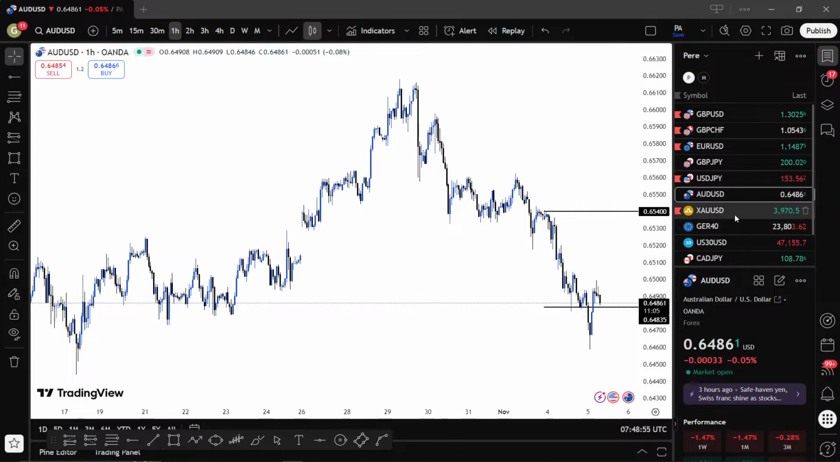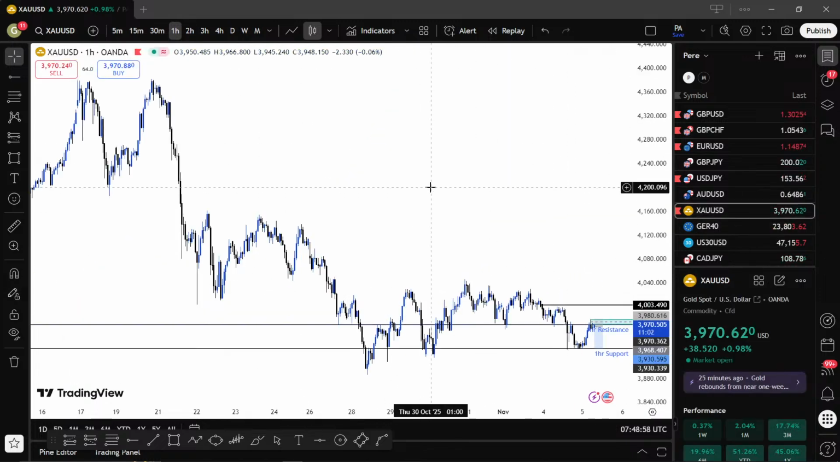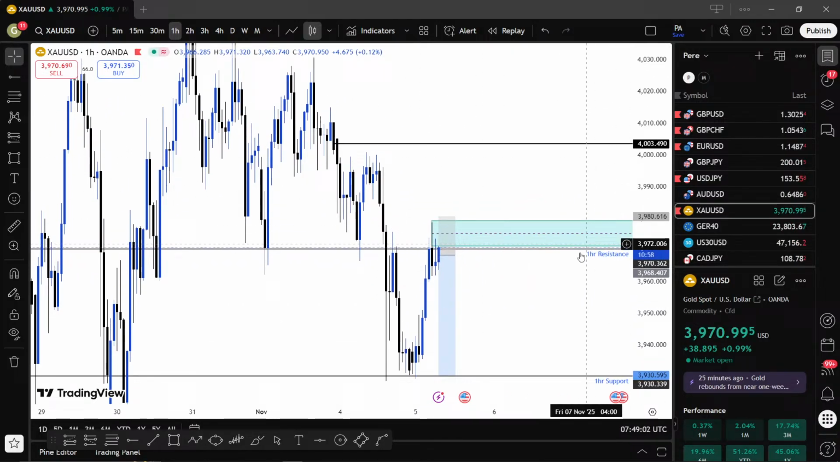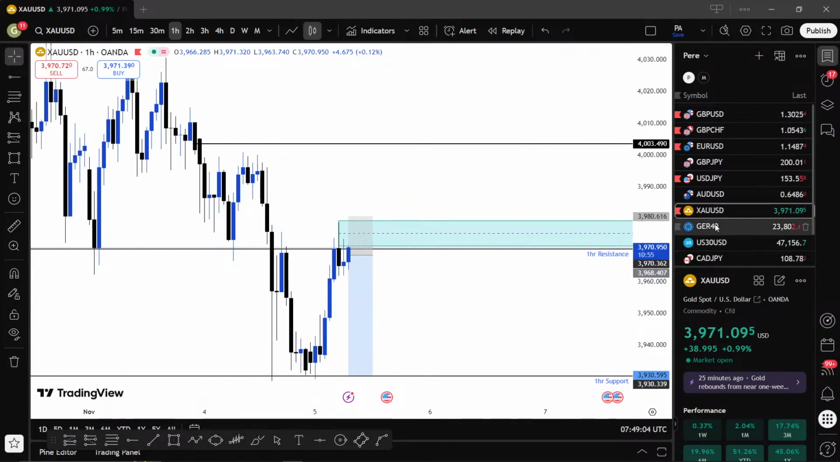So let's leave this. For gold, I've already asked you to go short on gold, sell gold. Actually, that's what I said. You can sell gold from where it is.